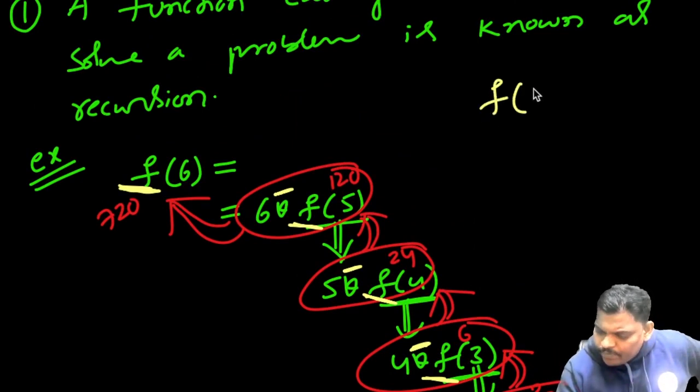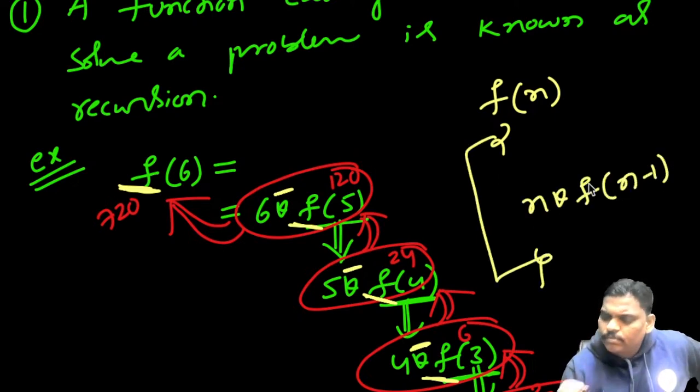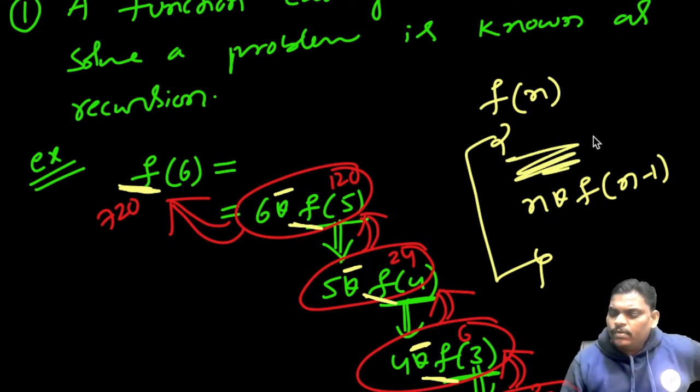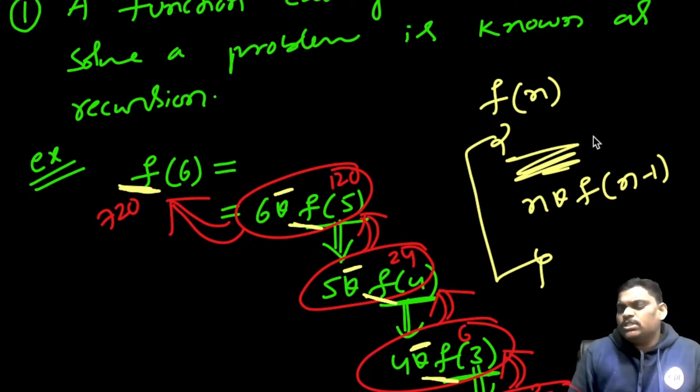See this one, fact of n inside: n into fact of n minus 1. So I wrote it roughly. Someone is saying that is also recursion, but mostly when recursion is going on, it will decrement. See, that is the reason, if you see the definition, a function calling itself is known as recursion.